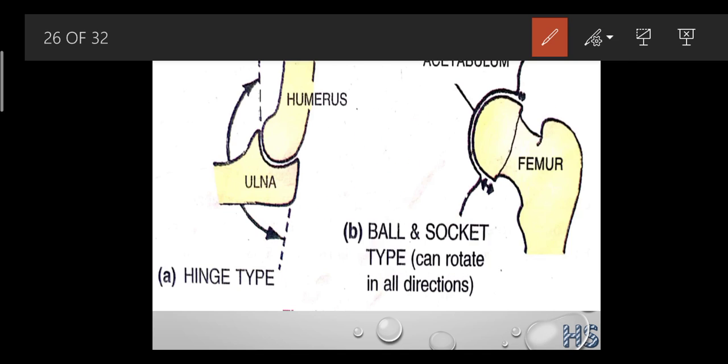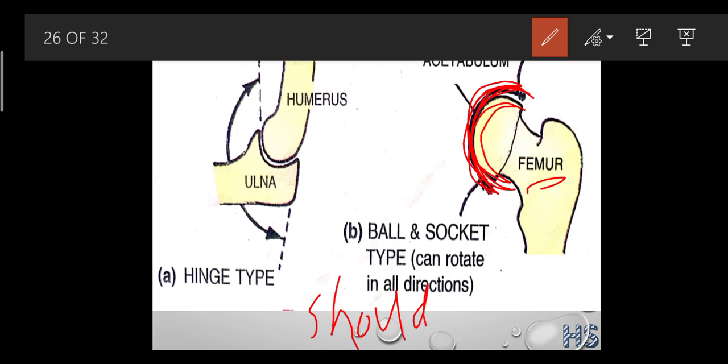If you notice, this is the femur, which means the leg, and this is the ball and socket joint. Why is it called ball? Because it resembles the shape of a ball. Socket means the space. So this ball attaches into this socket. Ball and socket joints are present in the shoulder joint and the hip joint.